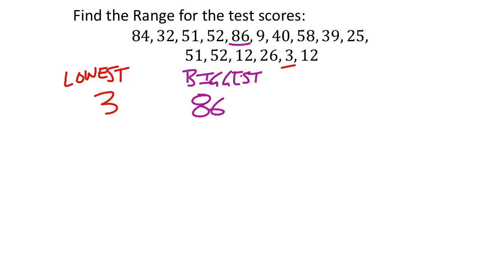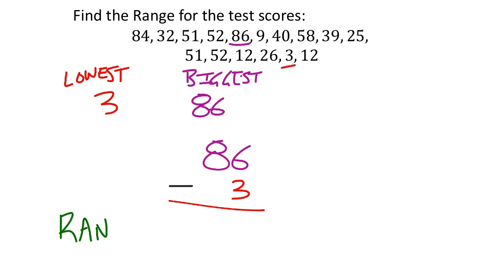The range is where you take the big number, 86 in this case, and subtract the smaller number, in this case 3. So the range is the difference between these two. And 86 minus 3 is 83. Now, if this was test scores, that's a pretty big range. But, you know, sometimes things happen and some students will score much lower than others, okay?